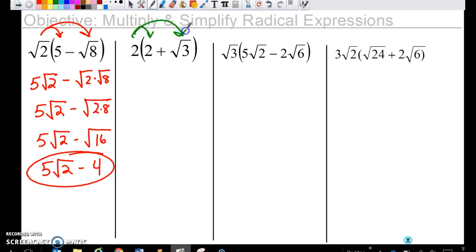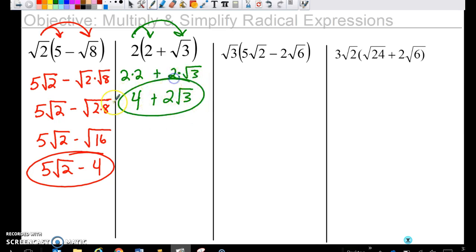Distribute the 2 to both the positive 2 and the square root of 3. So I have 2 times the square root of 2 plus 2 times the square root of 3. Well, the 2 and the 2 can multiply to make 4. And then 2 and the square root of 3 cannot multiply together because it's like the 3 is in jail. Right? I cannot go in there. I'm not in jail. I'm just on the outside, just visiting.